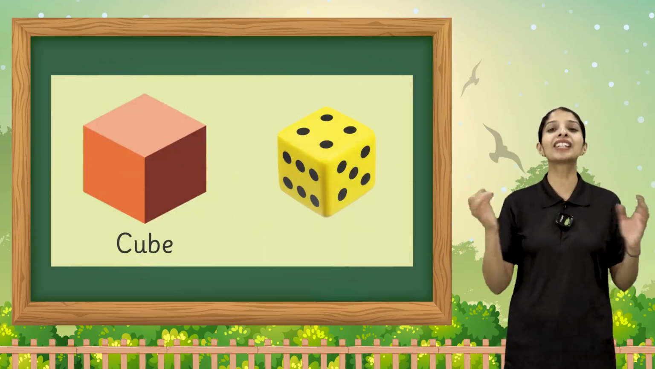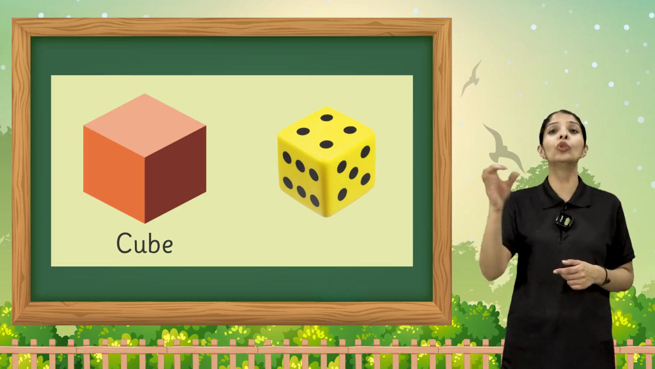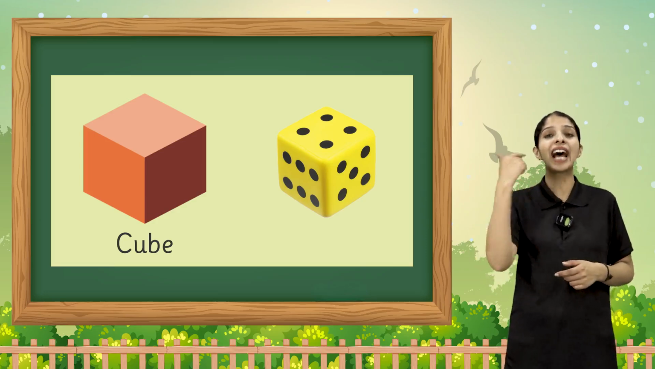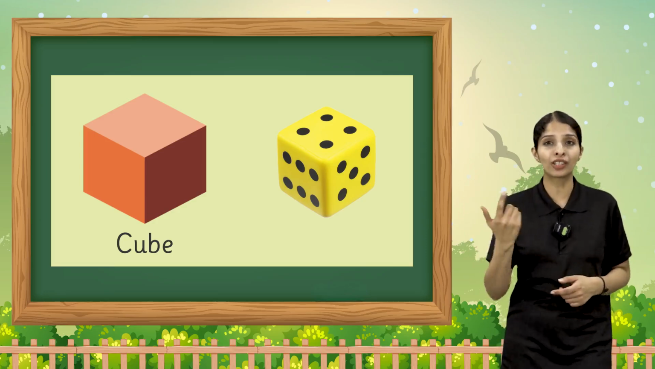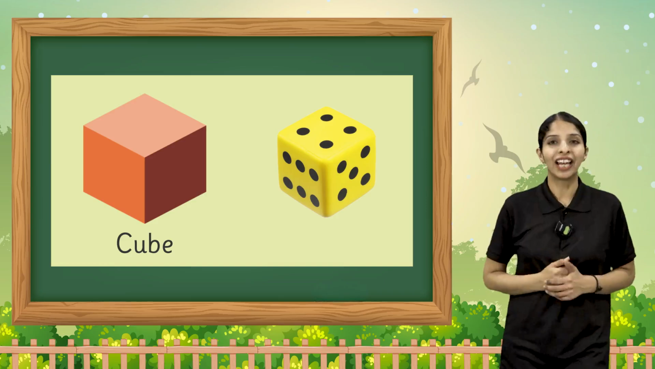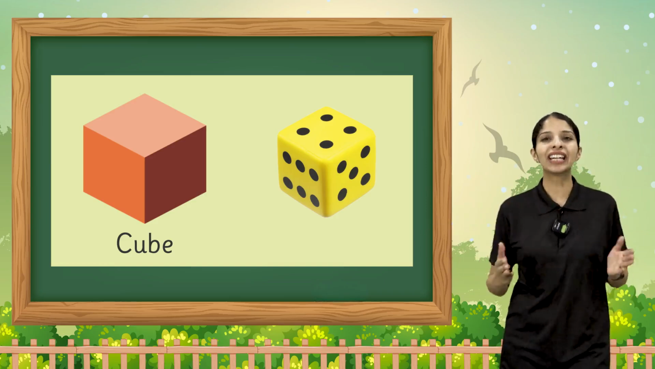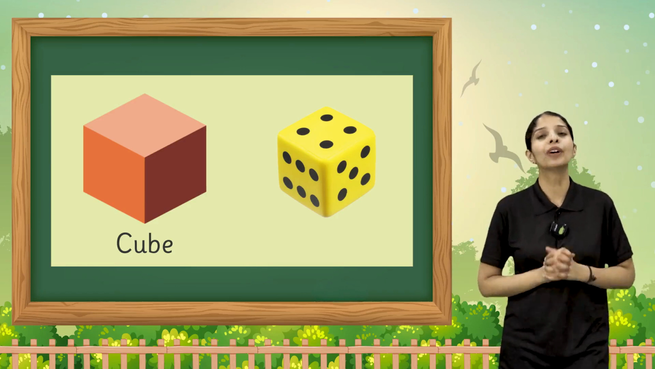So, the next shape is cube. The shape of that dice with which you play Ludo, snakes and ladders, it has numbers from 1 to 6 on it. Whichever number you get, you move that much according to the number you get on the dice. So that has the shape cube.